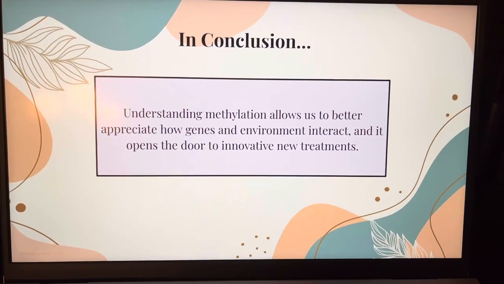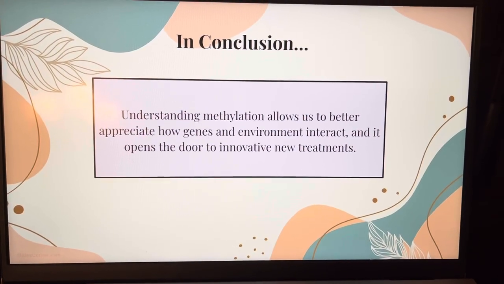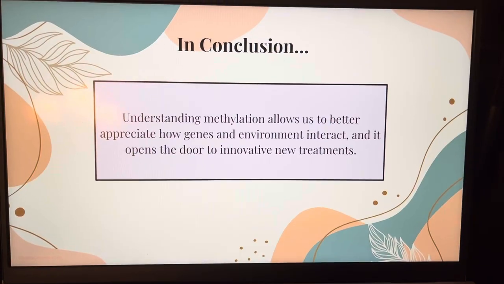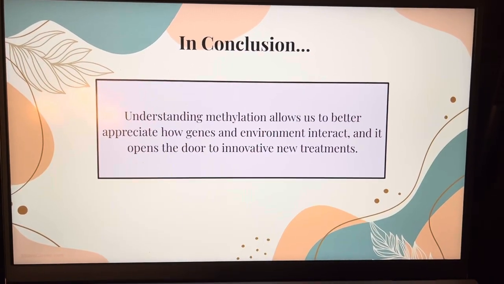Epigenetics, and methylation in particular, remind us that our biology is written not only in the letters of our DNA, but also in how our cells choose to read those letters.